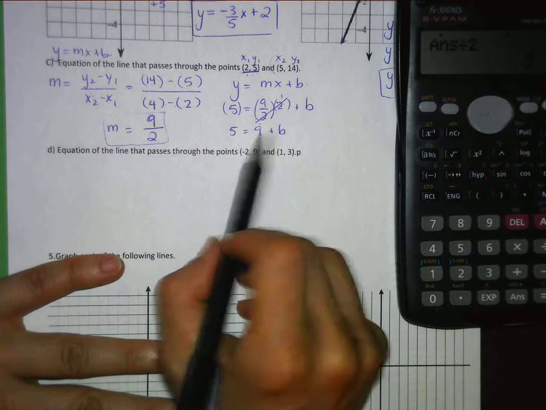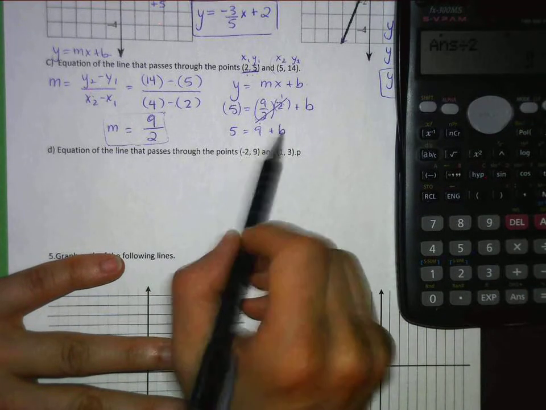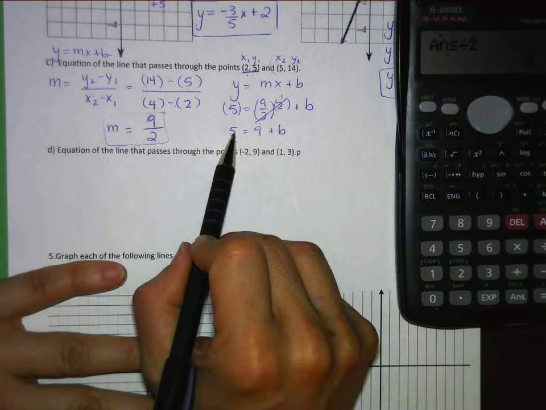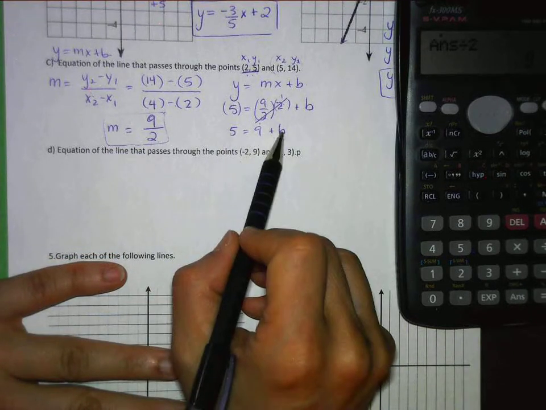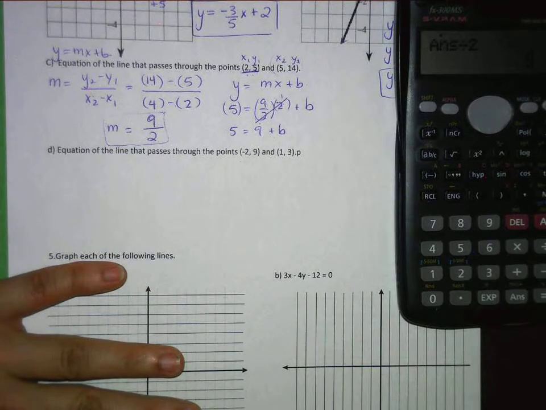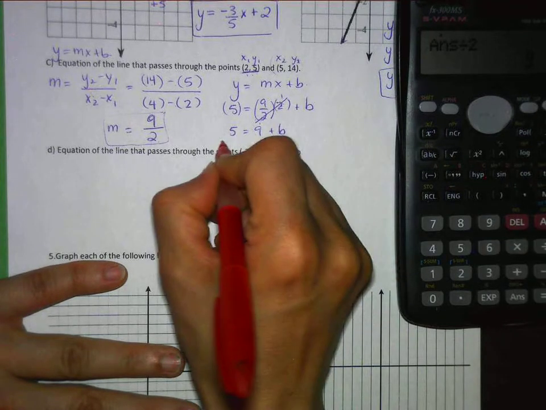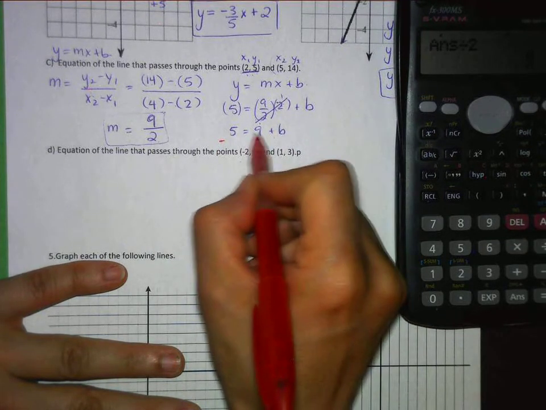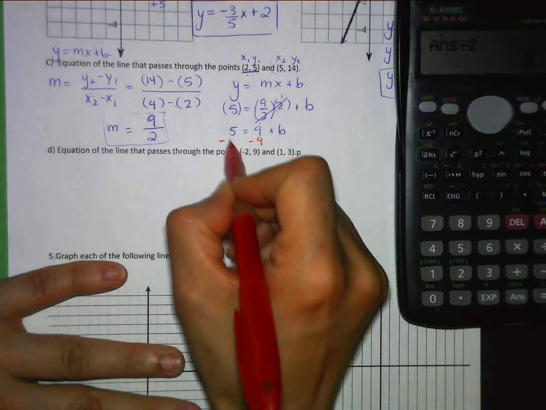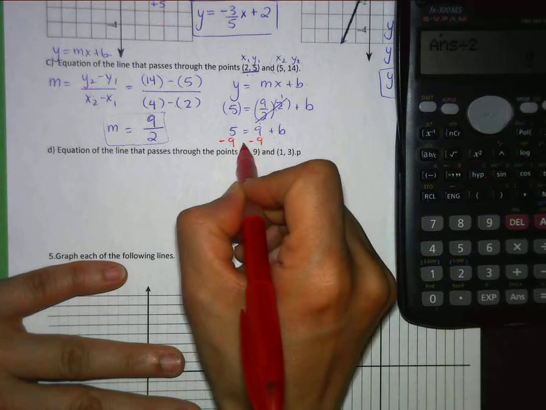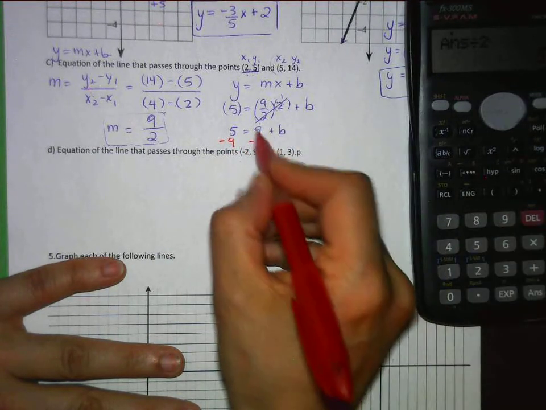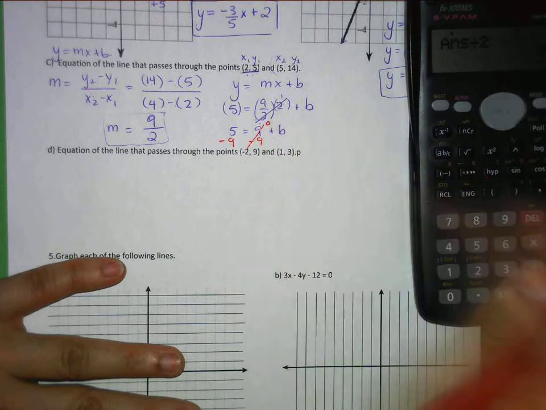Now you go ahead and you could think of this in your head. What do I add to 9 to make it 5? You think, oh well, I actually have to subtract. It's minus 4, but I can show you how to get that. So I need to get rid of this 9. I'm going to subtract 9. Whatever I do on one side, I must do on the other to keep it balanced. 9 minus 9 is 0.